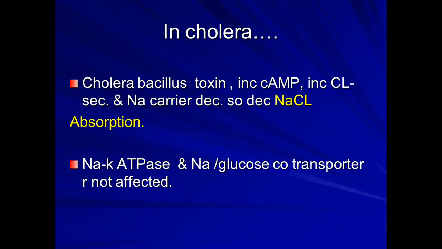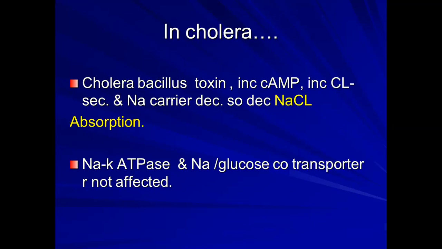In cholera, you know, cholera is a disease caused by the organism Vibrio cholerae, where the patient presents with profuse watery diarrhea, which is called secretory diarrhea. Why does this occur? Because the cholera bacilli toxin increases the cyclic AMP, and this will increase the chloride secretion, and the sodium carrier decreases, so sodium chloride absorption decreases. While the second line for the chloride absorption, which is, as we mentioned, the sodium-potassium ATPase and the sodium-glucose co-transporter, will not be affected by this toxin.